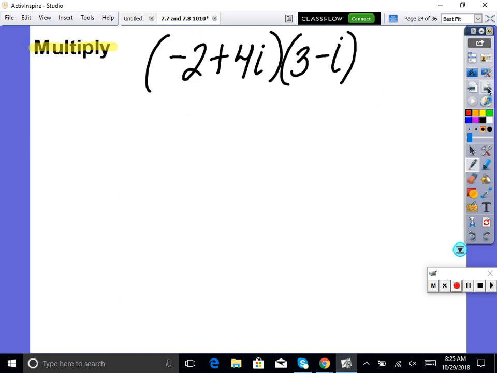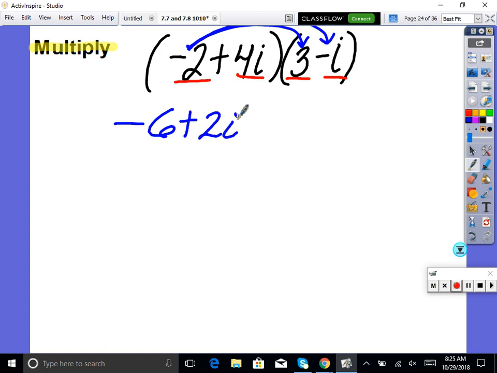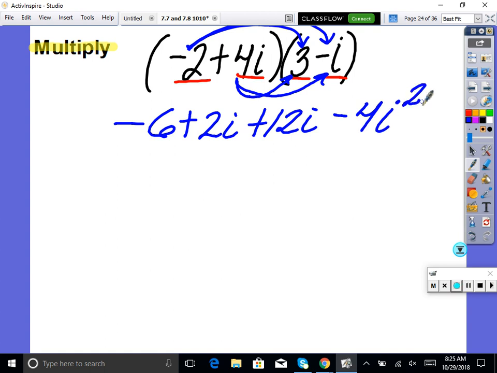Multiplication now. Okay, let's multiply this one out. You'd say 2 terms times 2 terms calls for distribution. -2 times 3 is -6. -2 times -i is plus 2i, isn't it? 4i times 3 is plus 12i. Then right here is usually where people mess up. They just put an i on this one, which it's not. 4i times -i is -4, but then it's i times i, so it must be i squared.